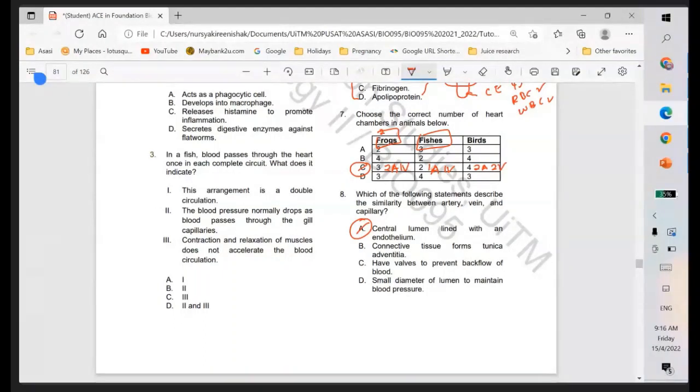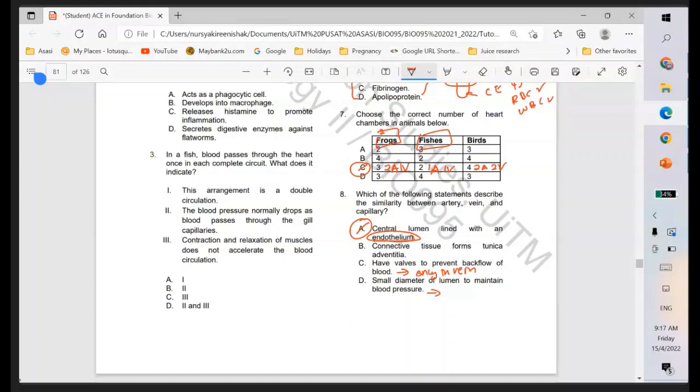Ini saya tak sure yang A sebab saya tak ambil C sebab valve tak ada dekat artery dengan capillary. Lepas tu D tu ada yang diameter lumen dia yang besar. Tapi B tu saya tak sure macam. Okay, kalau D tu, small diameter of lumen to maintain blood pressure, this is specifically referring to which blood vessels? Artery, vein or capillaries?